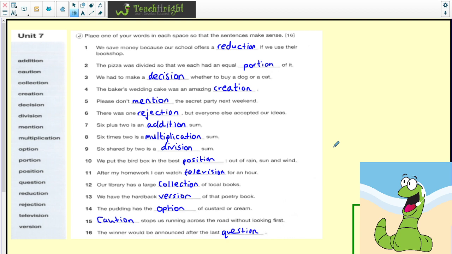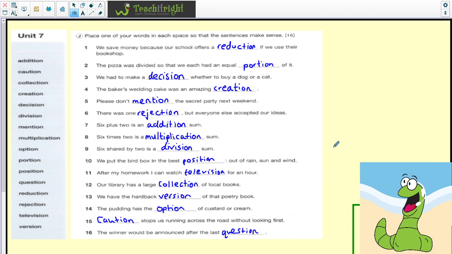We put the bird box in the best position out of rain, sun and wind. After my homework, I can watch television for an hour. Our library has a huge collection of local books. We have the hardback version of that poetry book. The pudding has the option of custard or cream. Caution stops us running across the road without looking first. The winner would be announced after the last question.